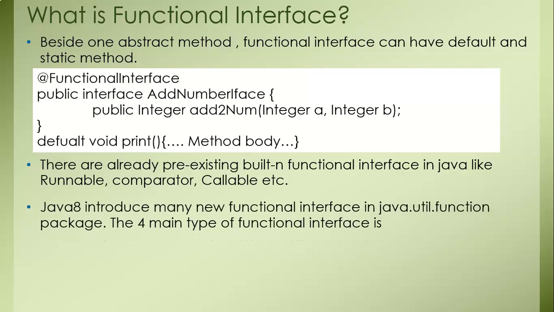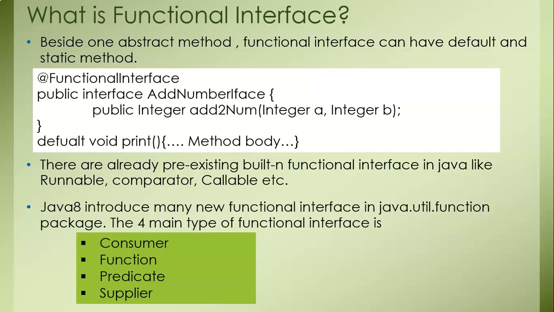Now Java 8 further introduced a package, java.util.function, and that package has a lot of predefined functional interfaces. There are a few very common functional interfaces: Consumer, Function, Predicate, and Supplier. There are many more, but these four are the key types of functional interface introduced in the package. When we learn about streams, we will see how we can use these functional interfaces.